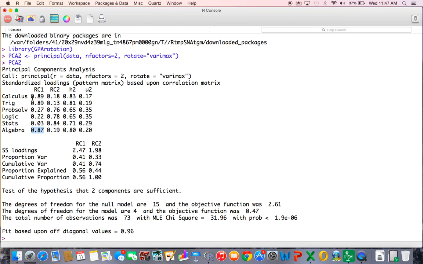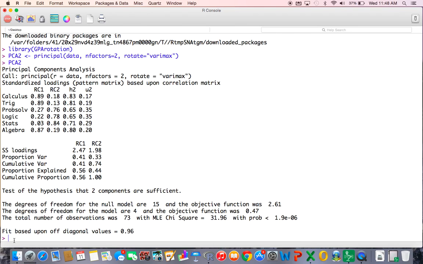Actually, since we've done the Varimax rotation, we're going to begin to think of these as factors instead of components. So it looks to me that calculus, trig, and algebra are all greater than 0.3. So calculus, trig, and algebra are loading on component 1. And problem solving, logic, and statistics are all loading on component 2.